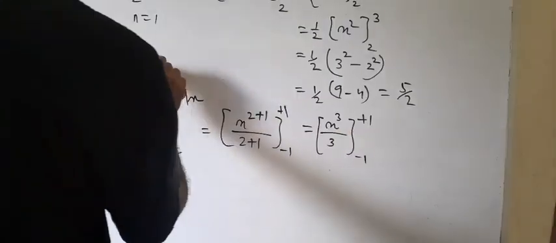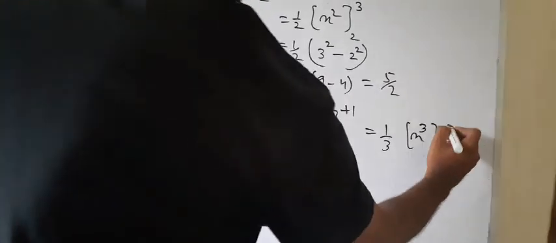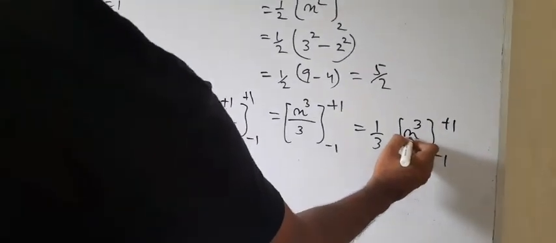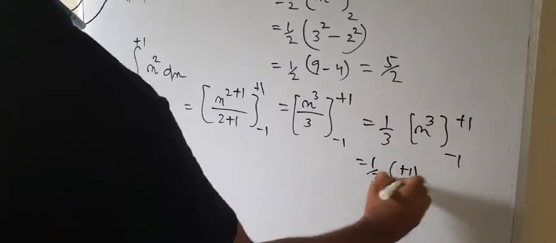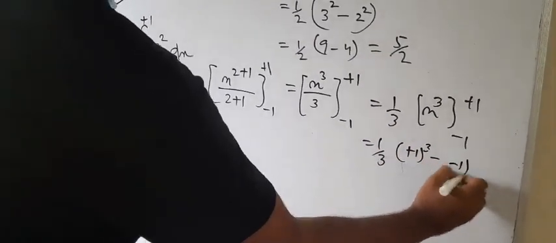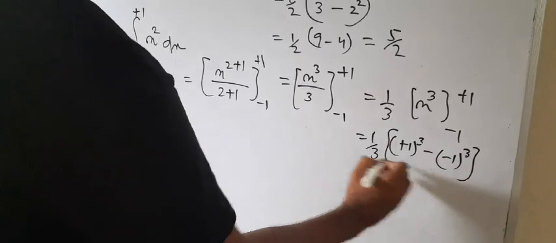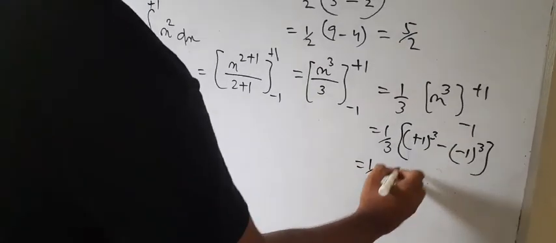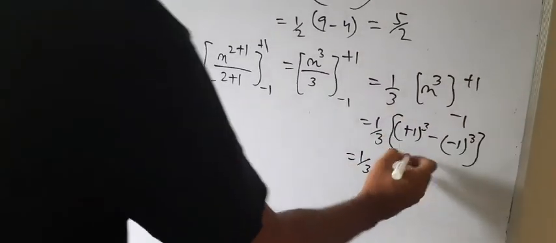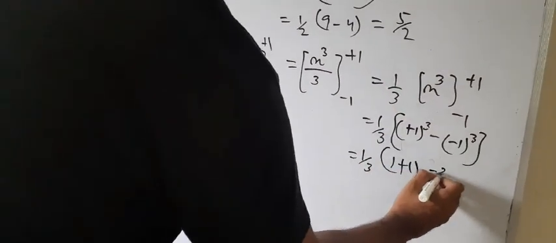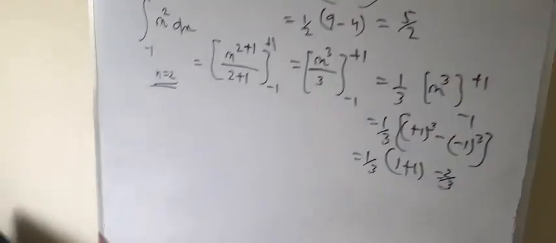Okay, I'm writing it as plus 1. So 1 by 3 is taken common because it's a constant, minus 1 to plus 1. So the only thing is x is the variable. For x I am putting plus 1 cube, now minus 1 cube. So this will be 1 by 3 times, plus 1 cube is 1, minus 1 cube will be minus 1, minus minus is plus. So this will be 2 by 3.